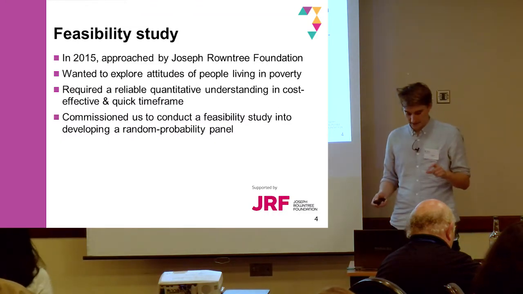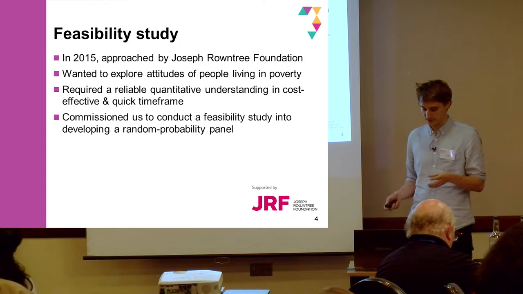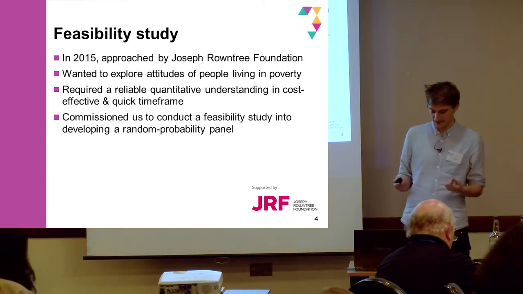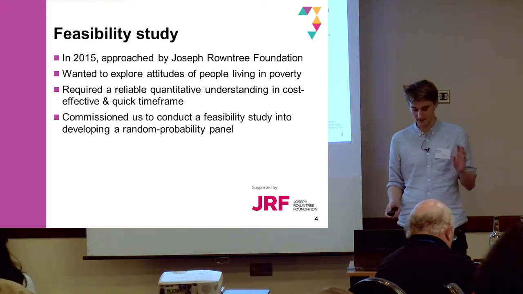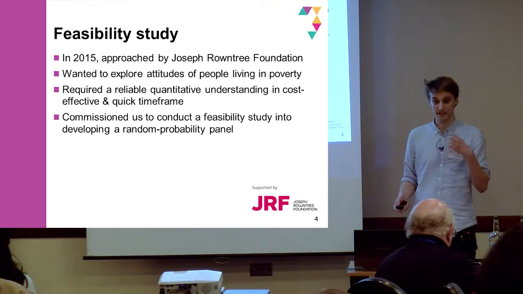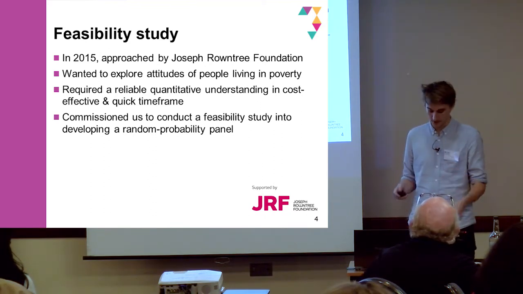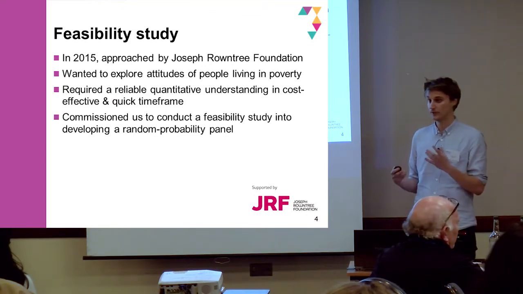So it was in that sort of research context in 2015 that the Joseph Rowntree Foundation, having already considered existing non-probability online access panels, asked NatCen to propose an approach to establish the feasibility of a bespoke panel which has a high quality probability-based sample at its core, which they would then be able to use to explore the attitudes of people living in poverty in a quantitative manner.